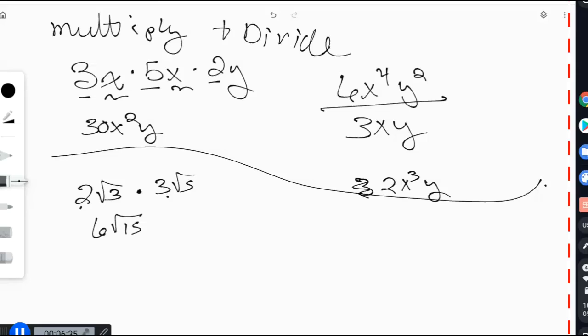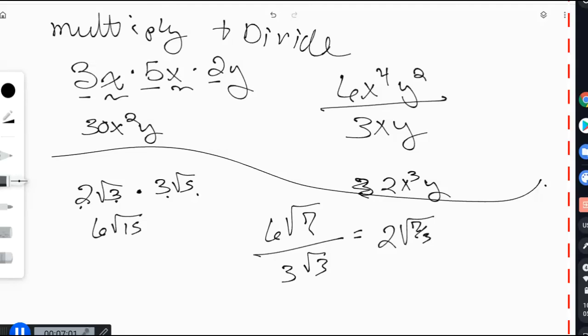If you're dividing roots, like 6 root 7 divided by 3 root 3, it kind of happens the same way. The 6 divided by the 3 is 2, and then the roots can come together, and this is actually 7 divided by 3. So you divide what's under the root, just like over here we multiplied what was under the root. Okay.